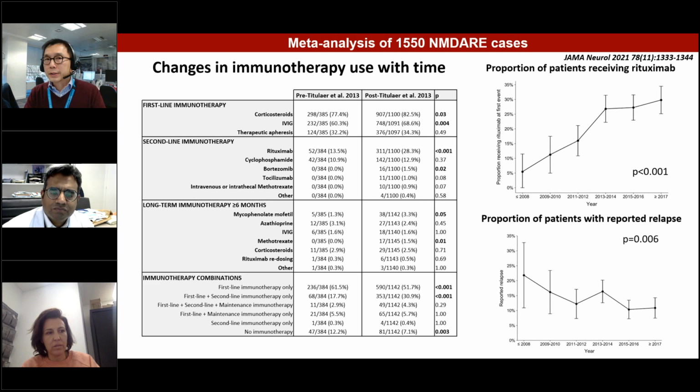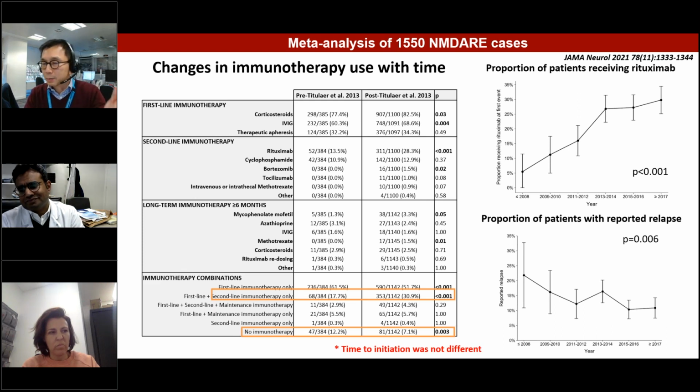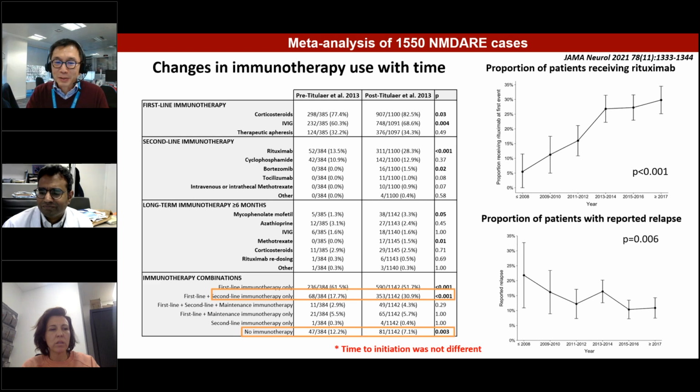But this is a meta-analysis that we did on about 1,500 patients with NMDAR cases. And I just wanted to show two things. One is that despite giving more and more second-line treatments and fewer patients having no immunotherapy, the time to initiation was not different between the two epochs. And the two epochs were picked because of the seminal paper we see as the paper of enlightenment that should have taught us how to practice in treating NMDAR encephalitis.